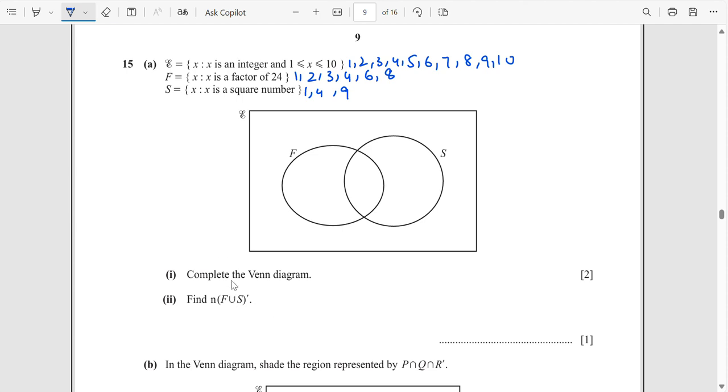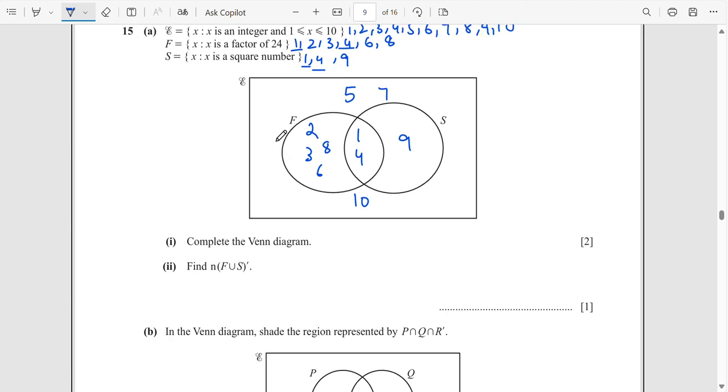So now we need to complete the Venn diagram. In F and S, we have 1 common and 4 common. So 1 and 4 would go here. Then in F, we have 2, 3, 6, and 8. And in S, we have 9. The rest left will come outside, so there are 5, 7, and 10.